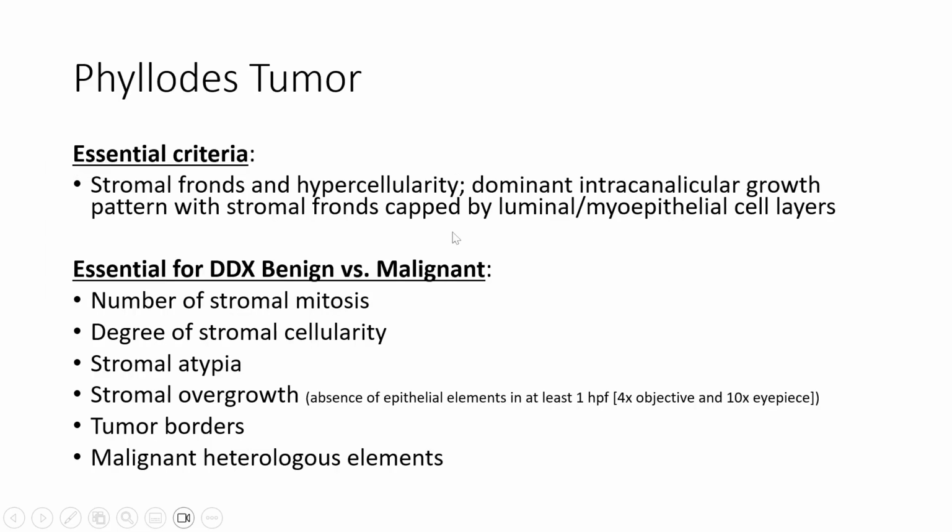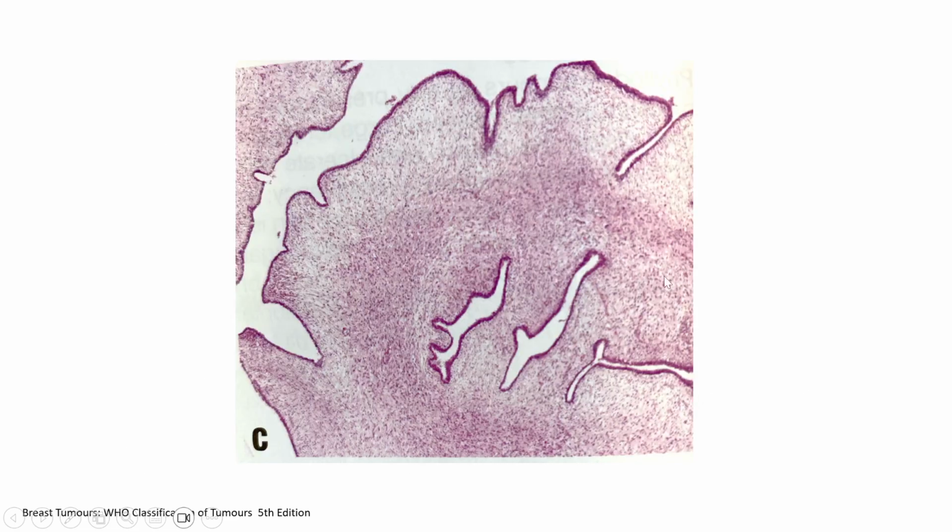So we already talked about how to tell the difference between benign and malignant. Stroma overgrowth, you can tell mitosis, tumor border, and the sarcomatoid element. So this is a phyllodes. We can see the stroma, we have a lot of cells compared to the conventional fibroadenoma stroma. And then we have this subepithelial condensation.